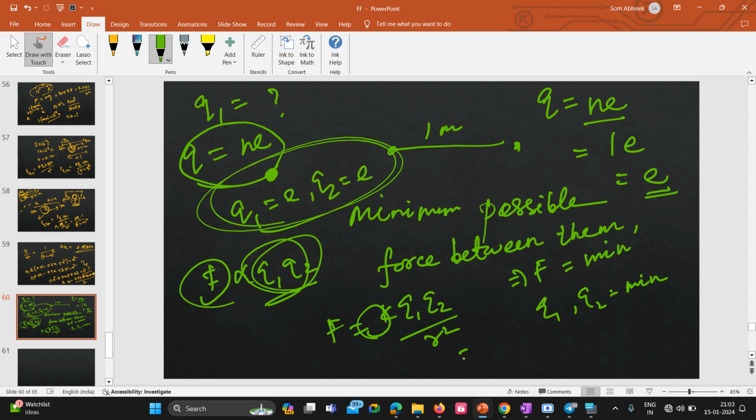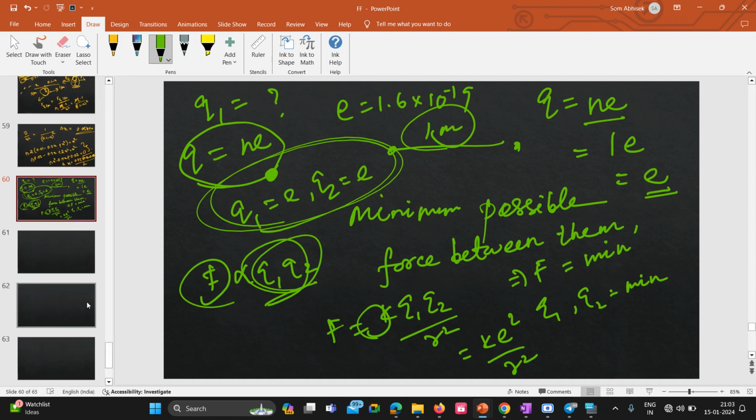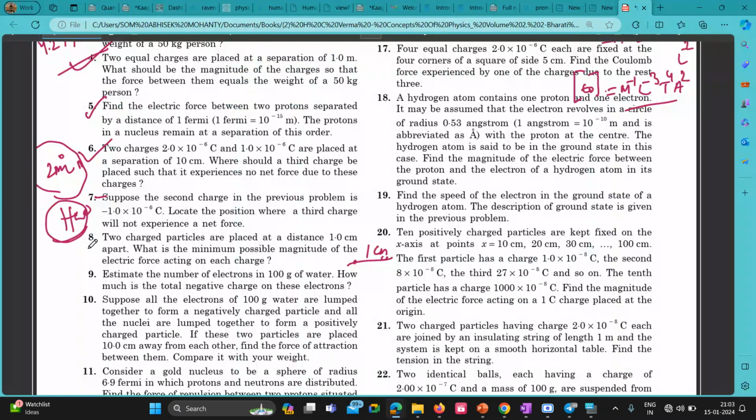Okay, just put it here: K e square by R square. We know the value of e, 1.6 times 10 to the minus 19. Put it in. R we know is 1 meter. K we know is 9 into 10 to the power 9. Okay, that'll be it. Right? Got it? Okay. This is one.